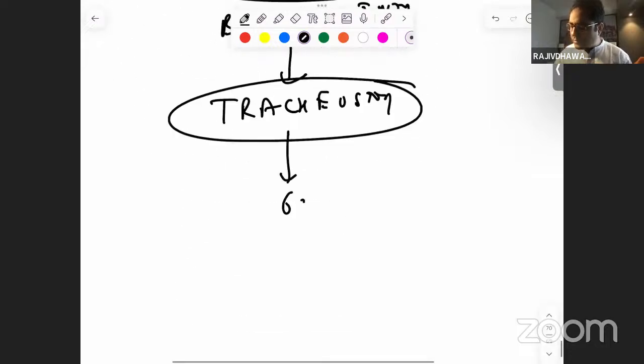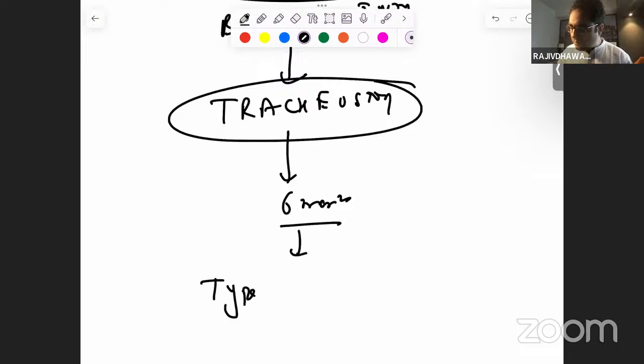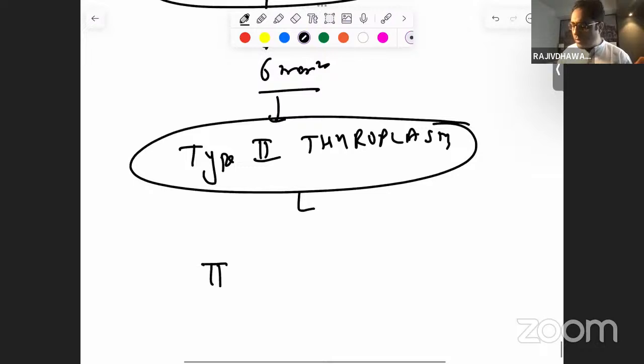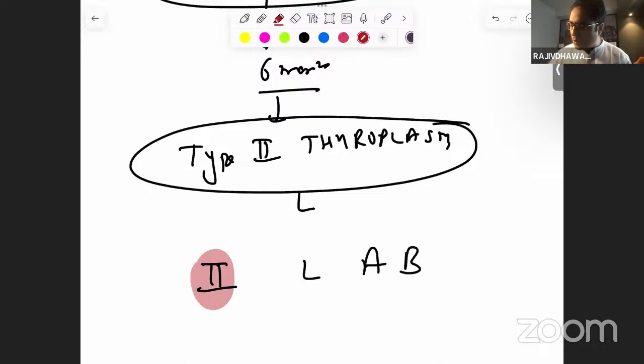And then after 6 months wait, we do definitive treatment, which is type 2 thyroplasty. What is type 2 thyroplasty? Lateralization of vocal cord. Type 2 is LAB. What is L? Lateralization. What is AB? Abductor palsy. Go to LAB. Type 2 thyroplasty: L for lateralization, AB for abductor palsy.